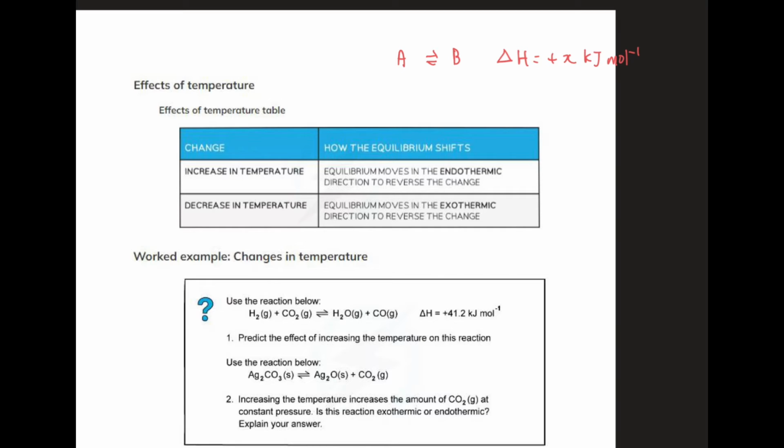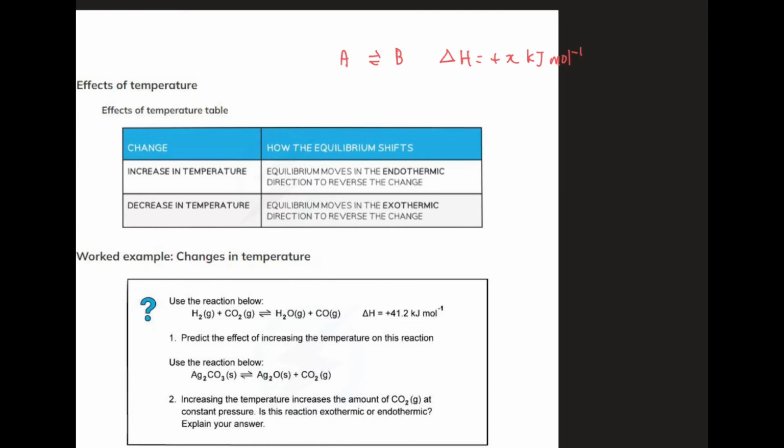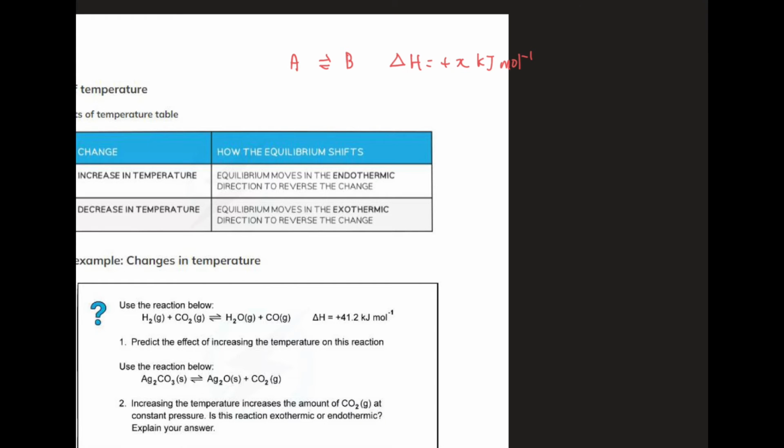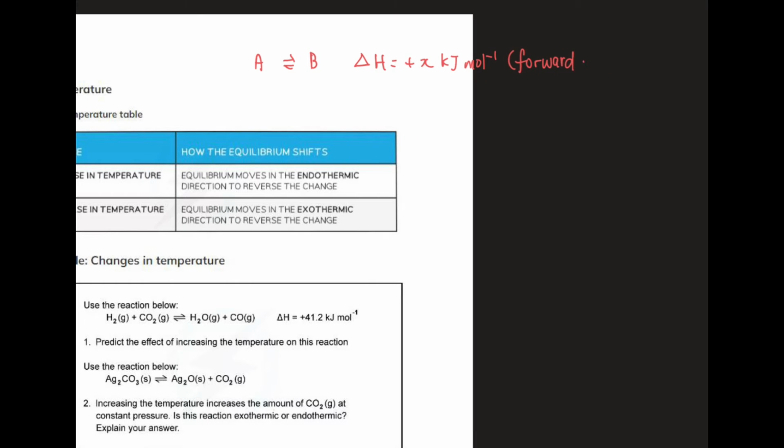So when I give you positive X, I hope you still remember this is endothermic. And I have to say that it is endothermic when it is the forward reaction. Forward reaction is endo, and backward reaction is exo. So the delta H given is always referred to the forward reaction. Forward reaction is endo, and backward is exothermic.